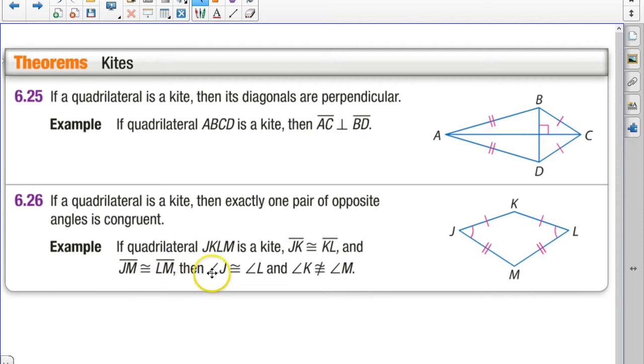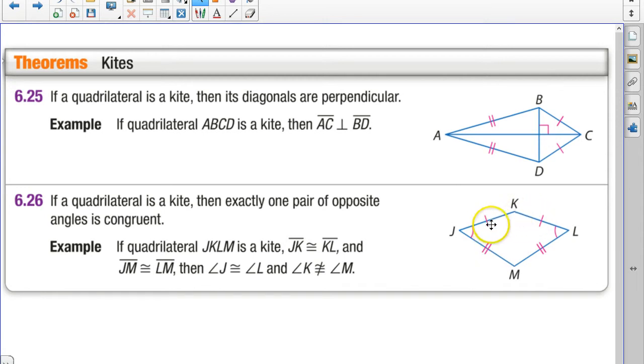The second theorem, which can be more confusing to use, is that if you have a kite, exactly one pair of opposite angles is congruent. Not two pairs, but one pair. And it's the pair that's formed by the two non-congruent sides meeting. That's what ends up happening.